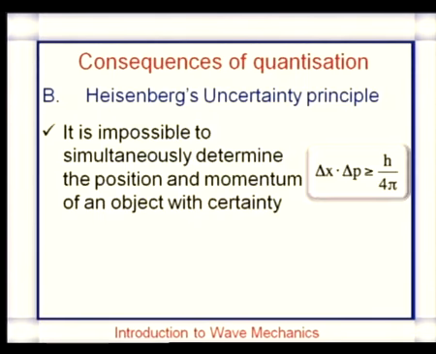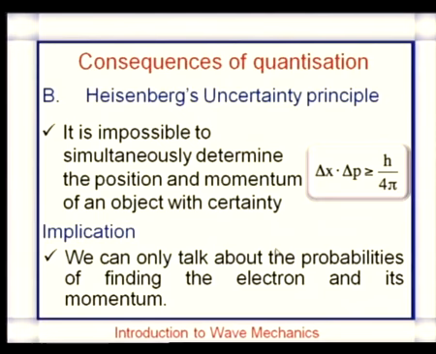Heisenberg's uncertainty principle states that it is impossible to simultaneously determine the position and momentum of an object with certainty. That is, we have an expression like delta x times delta p is greater than or equal to h by 4 pi, where delta x is the uncertainty in the position of the particle and delta p is the uncertainty in the momentum of the particle, and that must be equal to or greater than h by 4 pi.